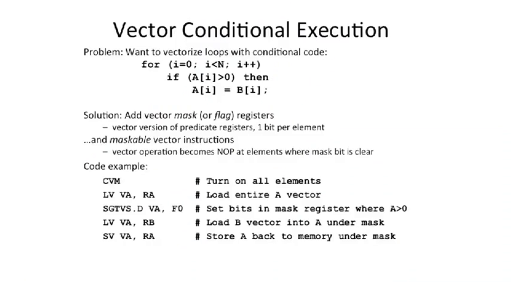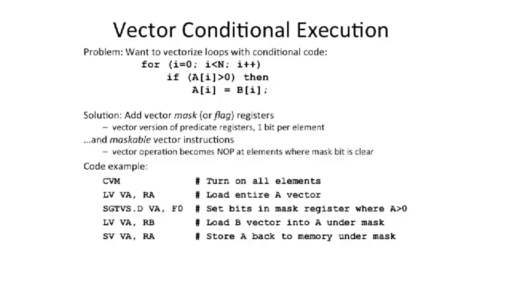So what if you don't want to execute the same code on all the different elements of your vector? Well, that could be a problem. So here we have a piece of code which loops over some big vector. This is C code. And it checks to see whether the value is greater than 0. And only if it's greater than 0 does it do this next operation.